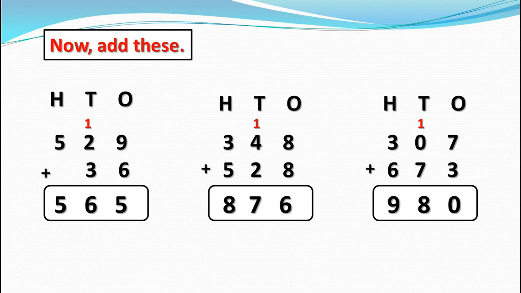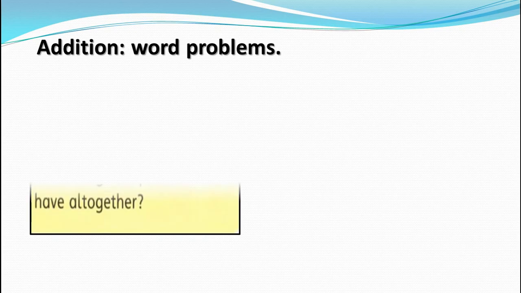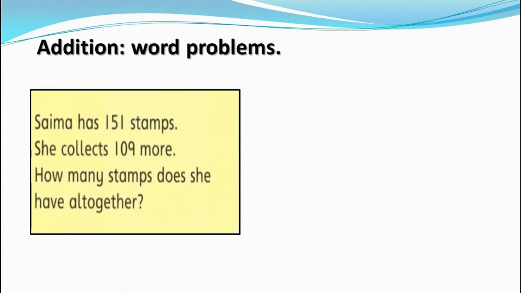Now in this example we will do addition with word problems. The first question is, Saima has 151 stamps. She collects 109 more. How many stamps does she have altogether?